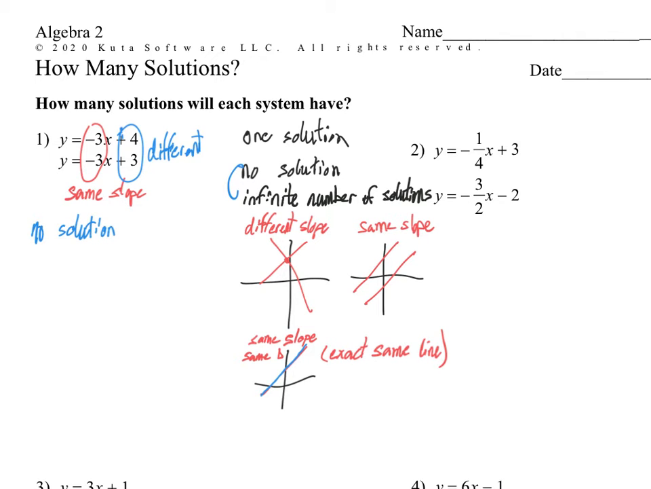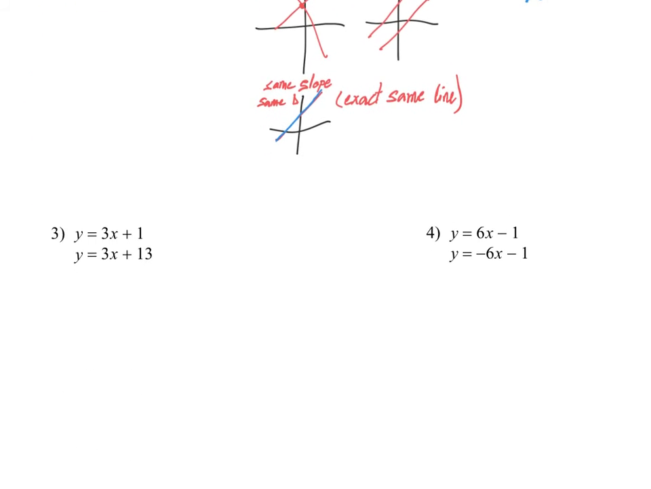If the slopes are the same, then it's one of those two, no solution or an infinite number of solutions. But if you check out number two, the slopes are different. And if the slopes are different, then there is only one solution. So that's what I would do, is go through and check the slopes. If the slopes are the same, then you're either no solution or an infinite number of solutions. If the slopes are different, then there is one solution all the time.